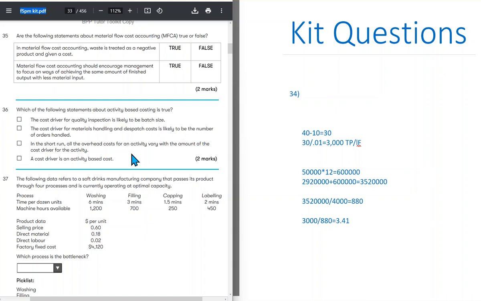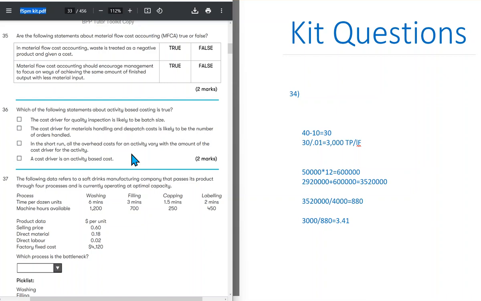Next, which of the following statement about activity-based costing is true? The cost driver of quality inspection is likely to be batch size. The cost driver for material handling and dispatch cost is likely to be number of orders handled.